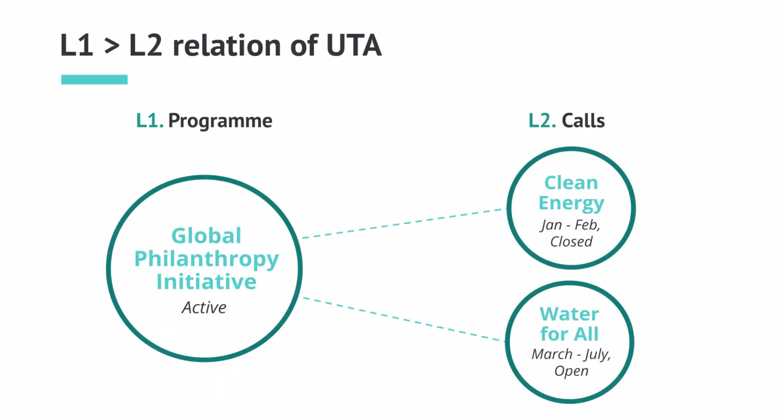We see this Level 1 and Level 2 relationship represented visually here. This is an example of what's happening in our Program Manager. Here, our Level 1 represents overarching programs like Global Philanthropy Initiative, while Level 2 dives deeper into specific calls such as Clean Energy and Water for All.